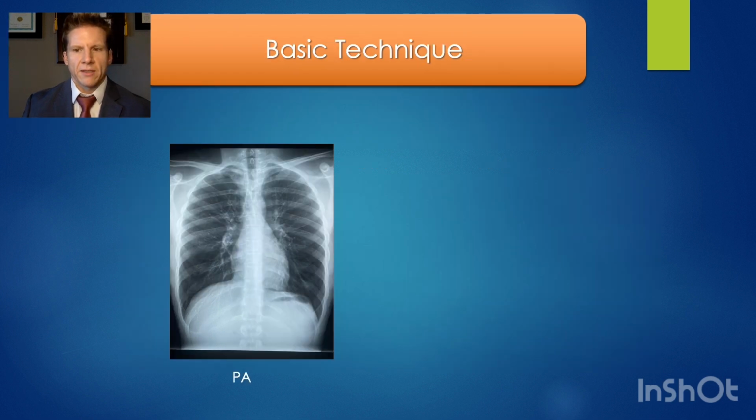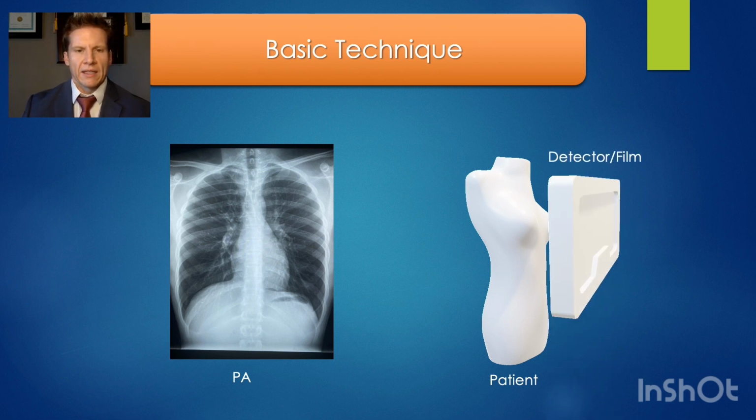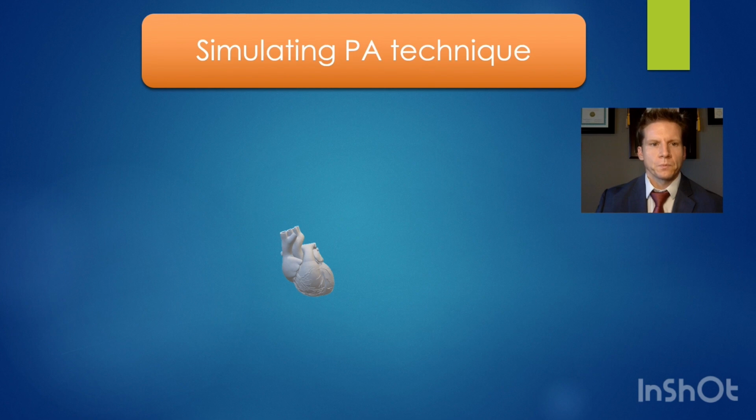So, the basic technique. Let's go over a PA view and how it is obtained. We know that x-rays are labeled according to the direction the radiation beam is traveling. In this representation, we have a model of a patient, a detector in front of the patient, and an x-ray tube or emitter behind the patient. We can see an x-ray beam being generated, passing from posterior to anterior, traveling through the patient and being absorbed by the detector.